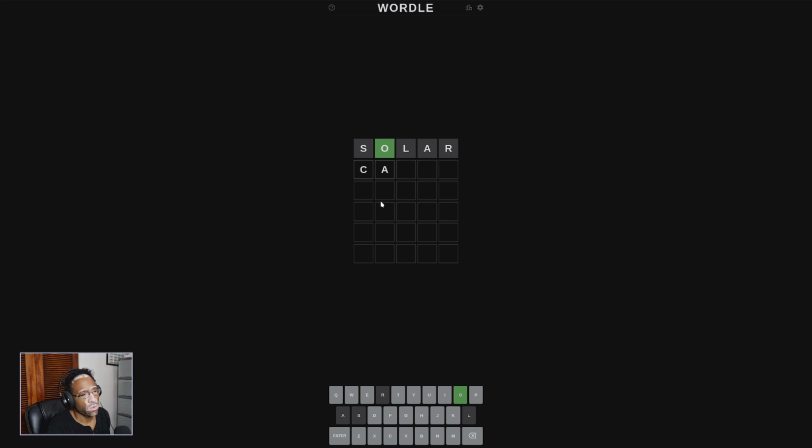Cauterize. Caddy. Carts. We already know S is not in there. You know what? This will allow us to get E, W, and P. Let's go for it.